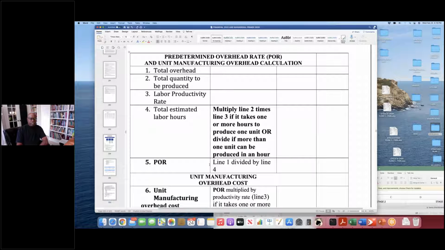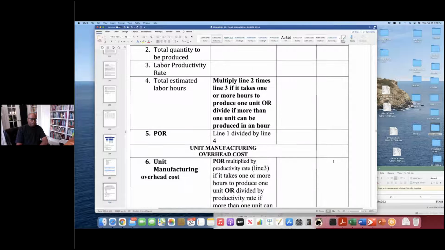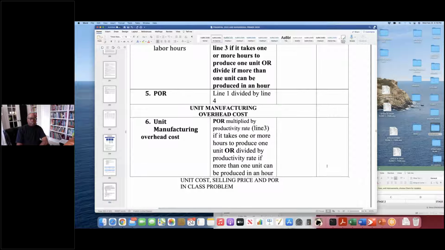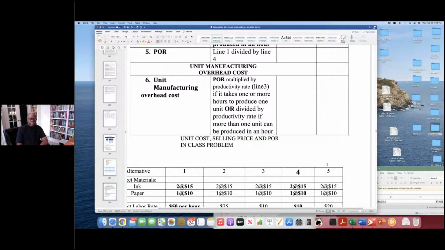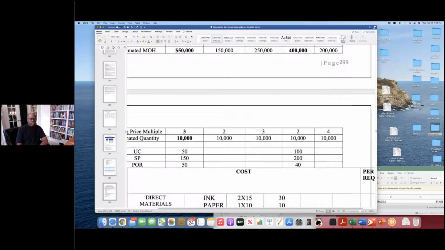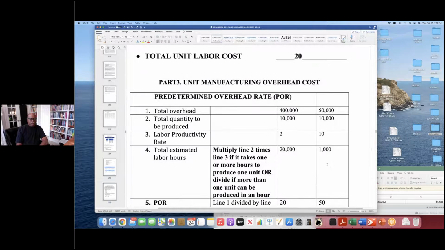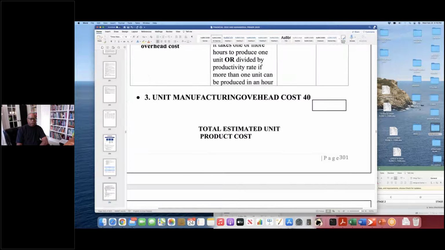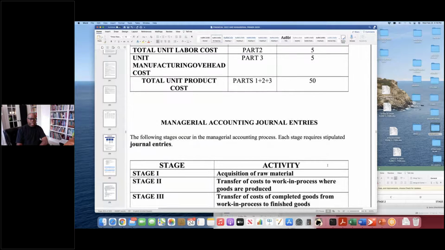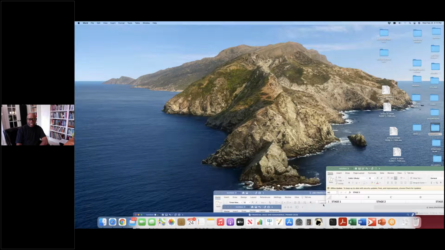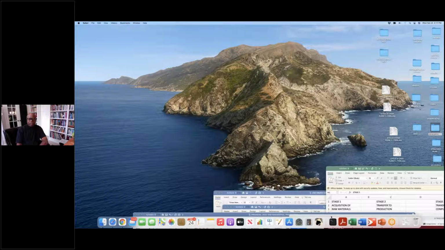So predetermined overhead rate is one item we calculate to make a journal entry, but the unit manufacturing overhead cost is what goes into costing the product to get the selling price. So we had these examples and we looked at those, and we worked through those, and you'll have some to work at today. Are there any questions on anything we talked about last time or anything I've said so far today?